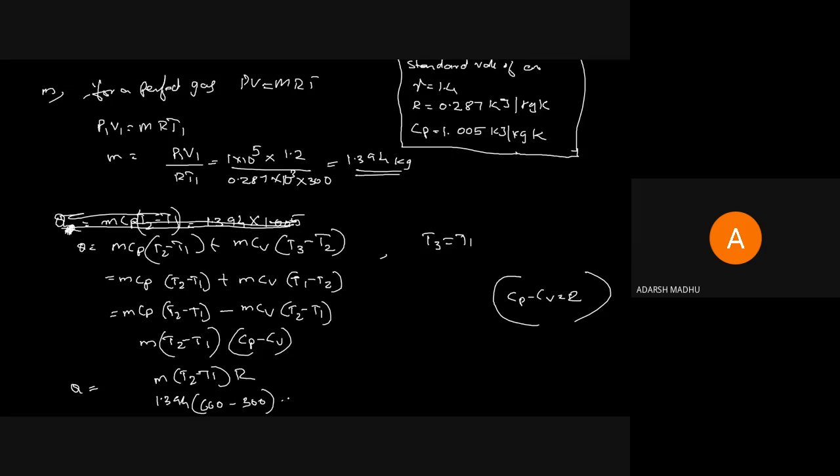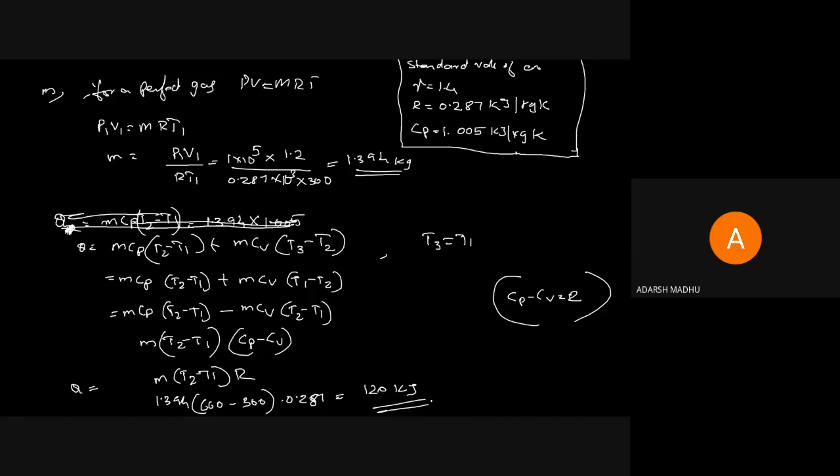With 0.287 we will get the value in kilojoule. Here the value is given in kilojoule itself, no problem. 1.394 in kilogram, 600 in Kelvin, and R is 0.287. By taking these values, we will get the value in kilojoule. The value will be 120 kilojoule. This is the heat transfer value, or total heat value, for the process.